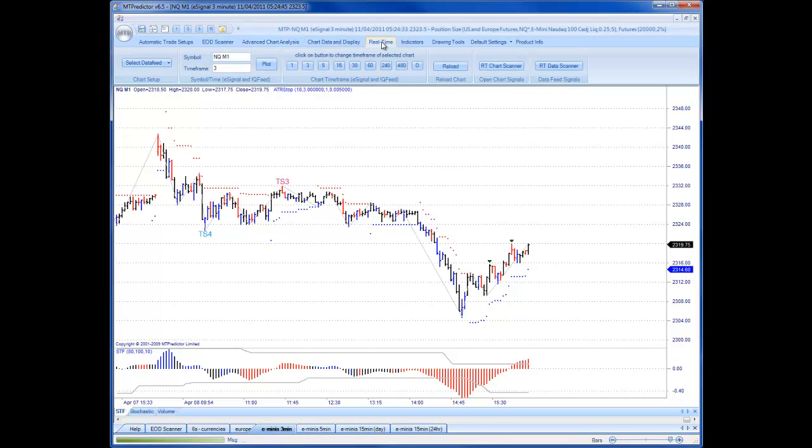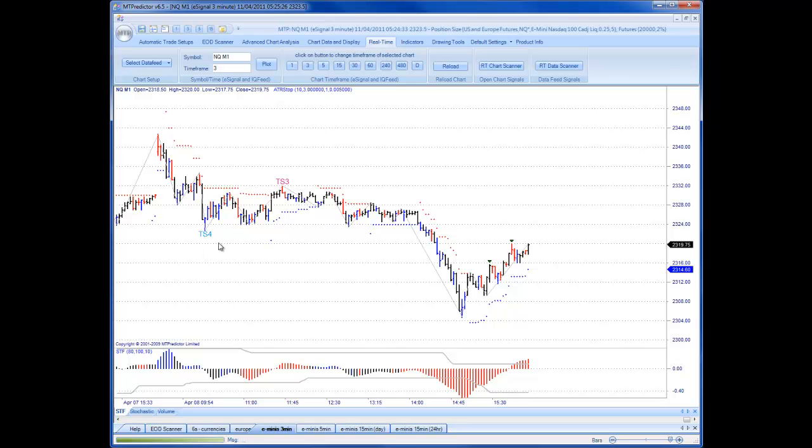In this video I'd like to take a look at a chart of the 3-minute Nasdaq, that's the NQ, so 3-minute NQ yesterday, that is Friday the 8th of April. In particular, let's start by looking at the automatic setups.